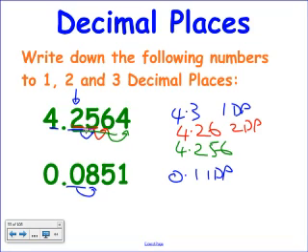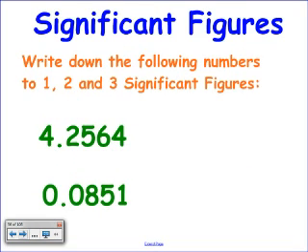To 2 decimal places, what am I interested in? I'm interested in the 0 and the 8. What's my decision based on? The 5. So what do I do? Up. So it becomes 0.09. Brilliant. So that's decimal places sorted.